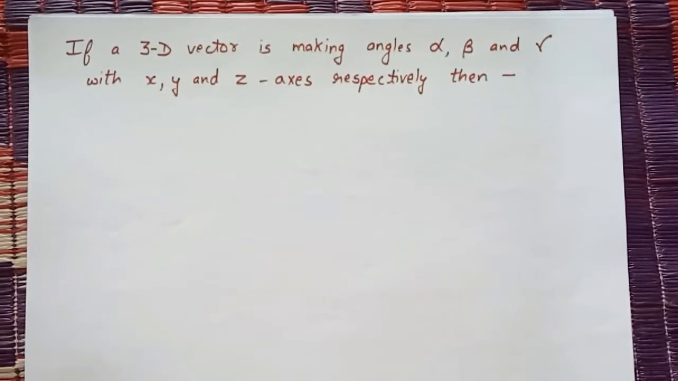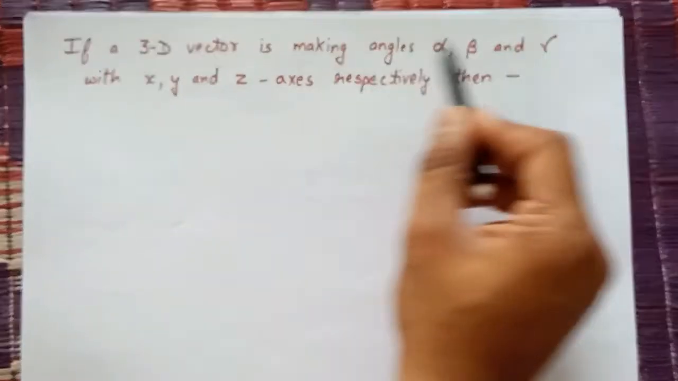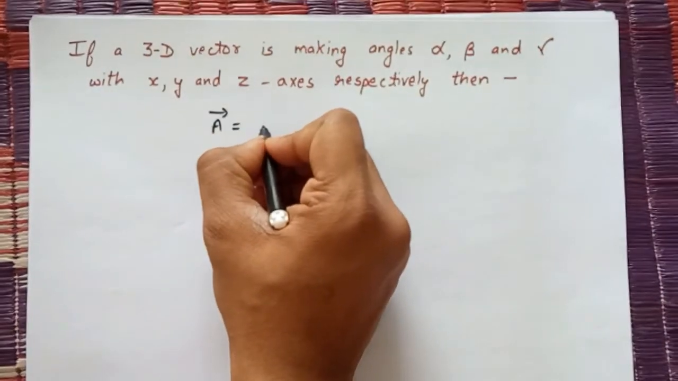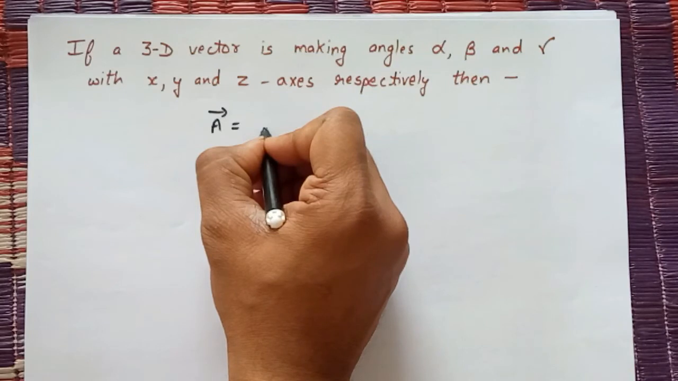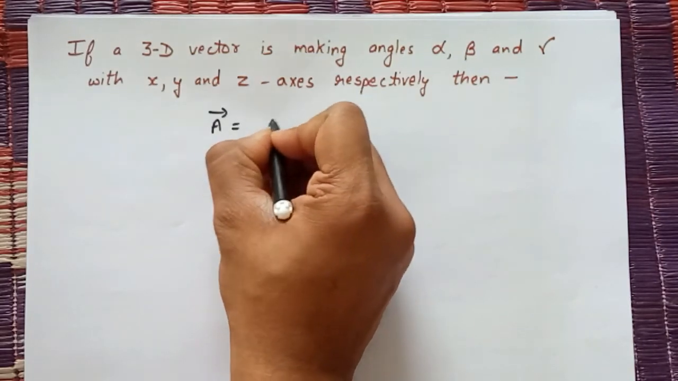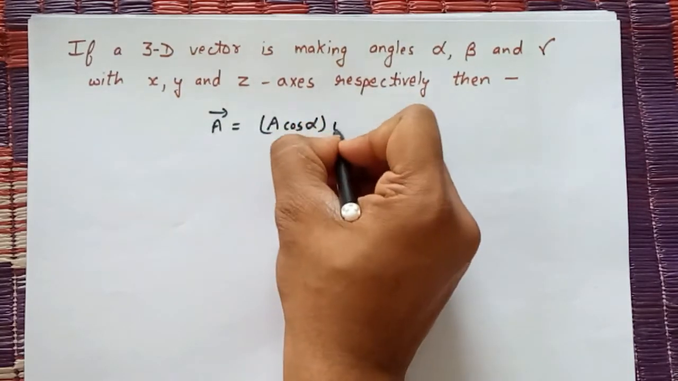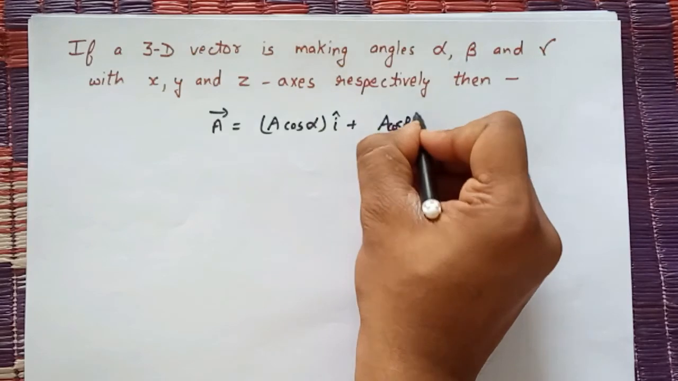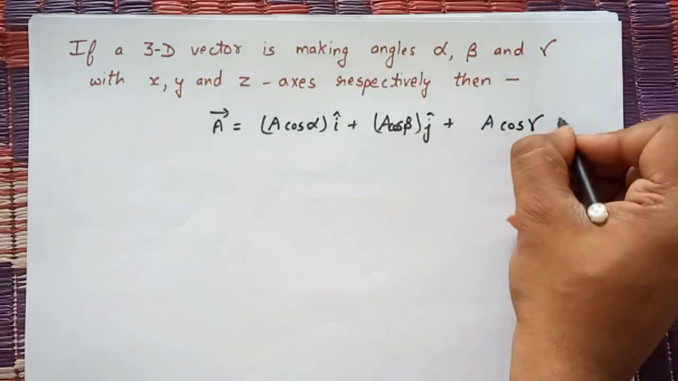Now if a 3D vector is making angles alpha, beta and gamma with the x-axis, y-axis and z-axis, meaning the angle with the x-axis is alpha, the angle with the y-axis is beta, and similarly with the z-axis it is gamma, then that vector can be written as A vector equals A cos alpha I cap plus A cos beta j cap plus A cos gamma k cap.